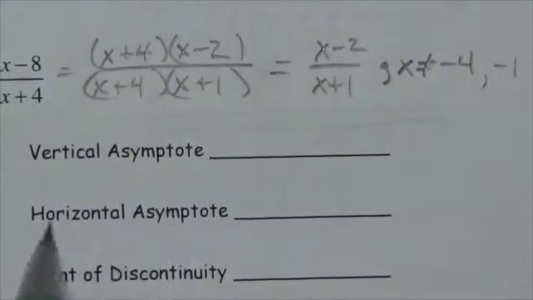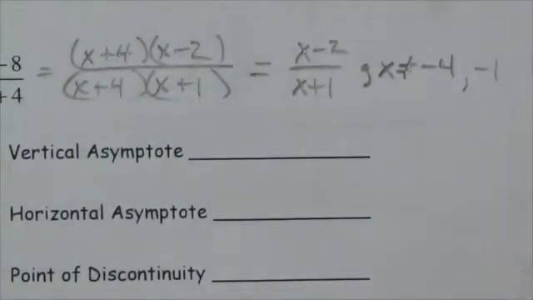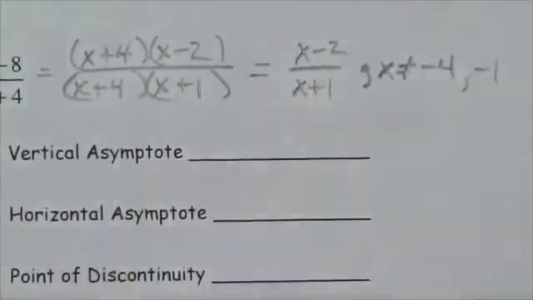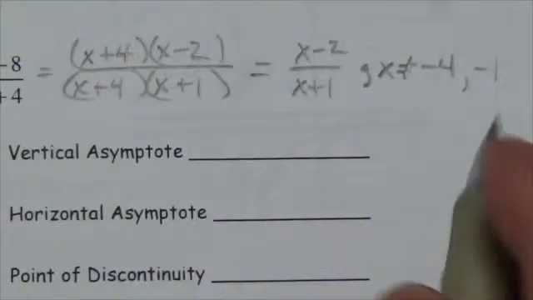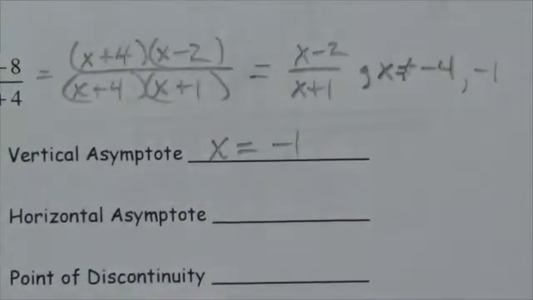Okay, so now let's take a quick look at this. Vertical asymptote. The vertical asymptote comes from the essential discontinuity, the non-permissible that survives to the end after simplifying, and that, in this case, is -1. So vertical asymptote x equals -1.